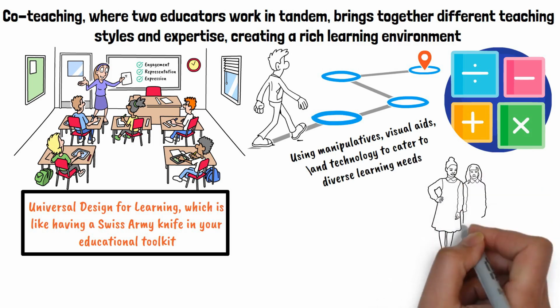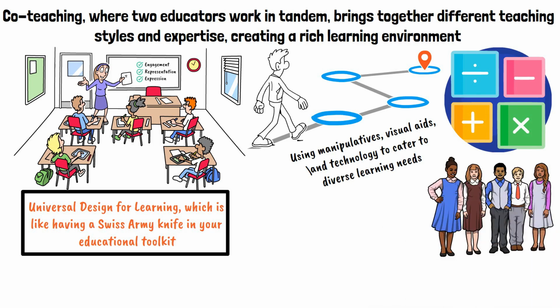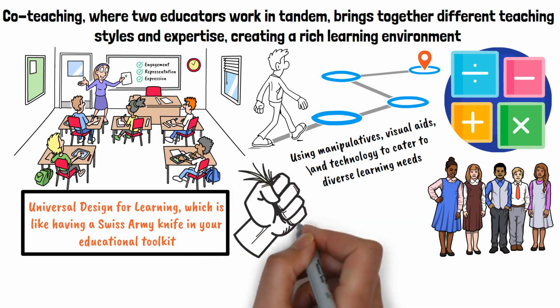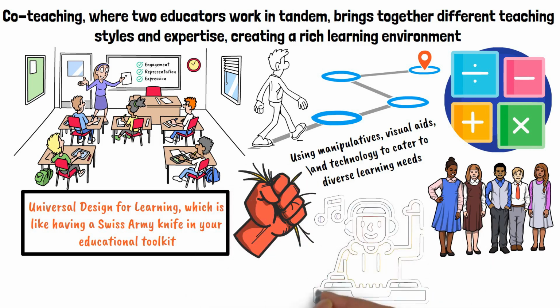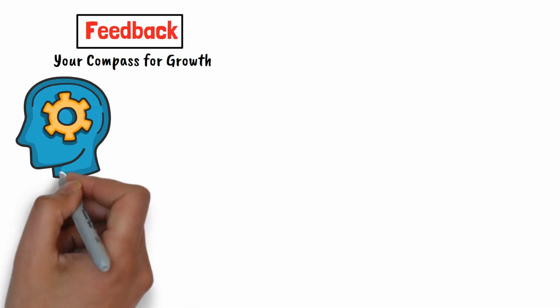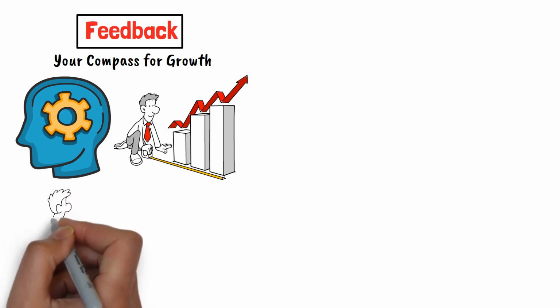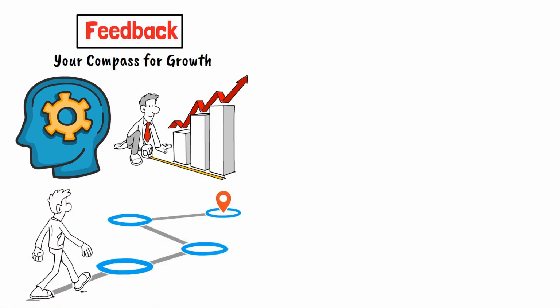Differentiation means tailoring instruction to meet the varied needs of your students. This might mean offering multiple problem-solving methods or providing challenges at different levels of difficulty. It's like being a DJ, adjusting the tracks to suit the vibe of the crowd. Regular, constructive feedback helps students understand their progress and areas for improvement. Think of it as the GPS for their educational journey, guiding them towards their destination.